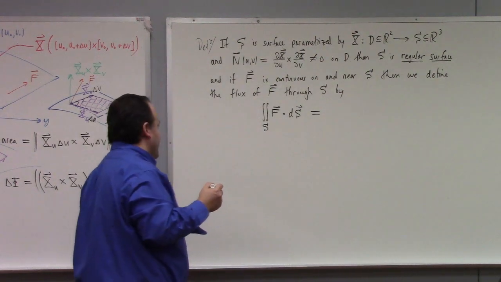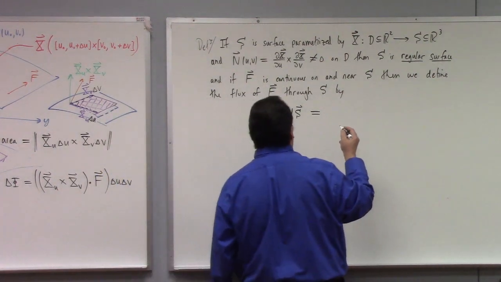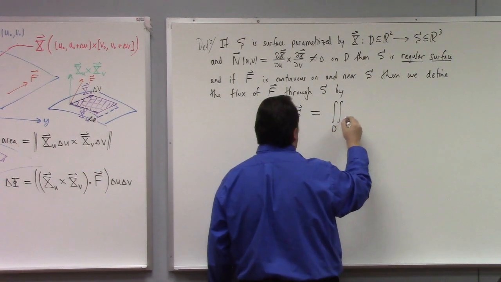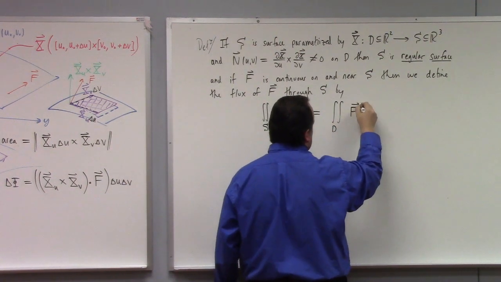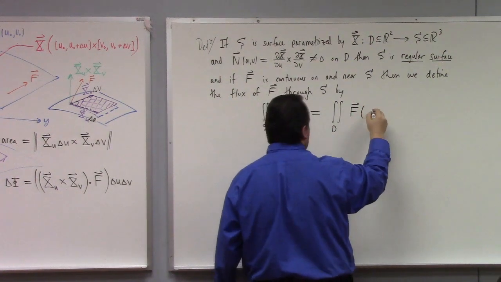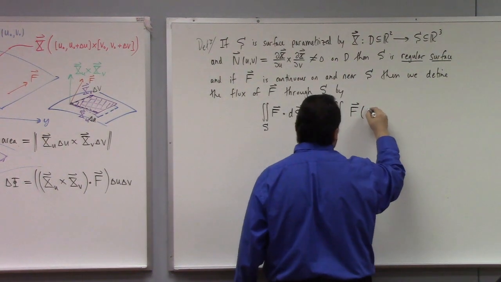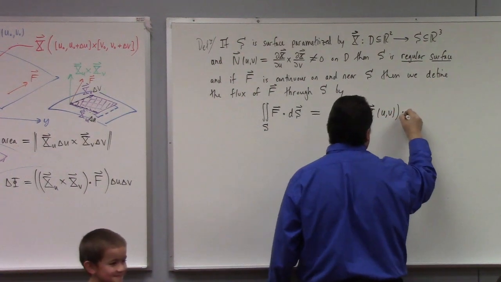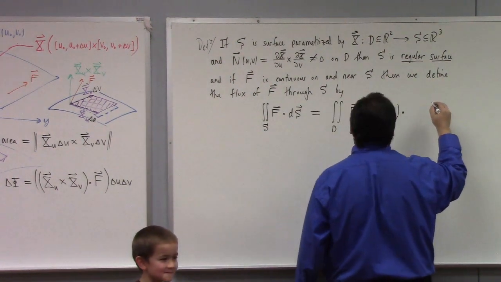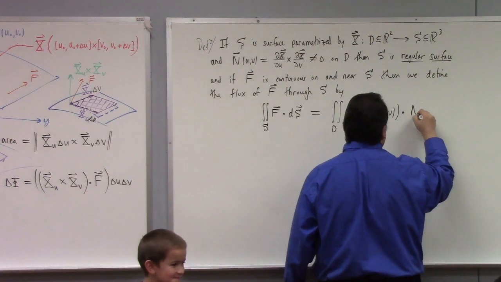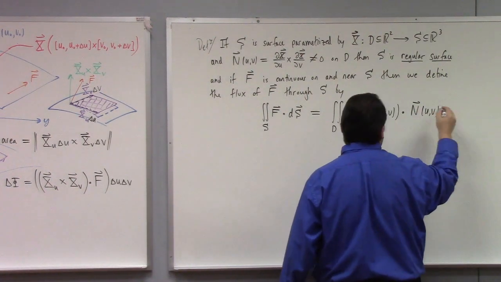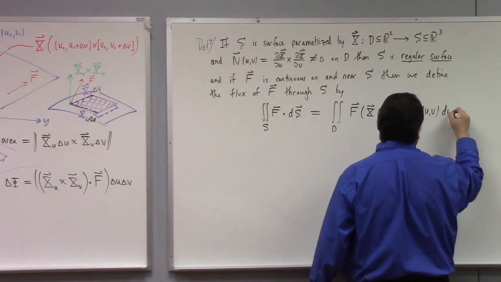So what this is, is the double integral over the domain. We take F, we evaluate it at the parameterization, we take the dot product with the normal, and then we integrate over du dv.